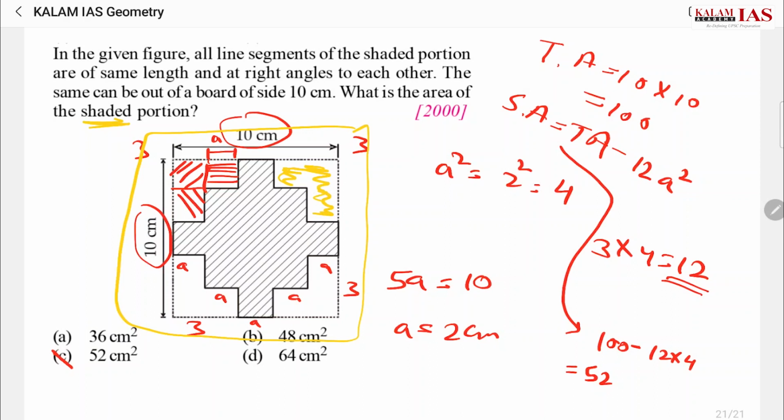So entire area is 10 cross 10, and area of this shaded portion is basically each unshaded has 3 squares and area of each square is 4. So we have 3 such squares on each side, total 12 such squares, and simply we have to subtract the total area minus the area of unshaded squares to find the shaded area, and this way we can find 100 minus 12 into 4, 52.